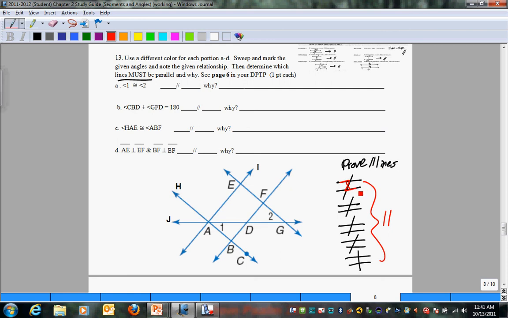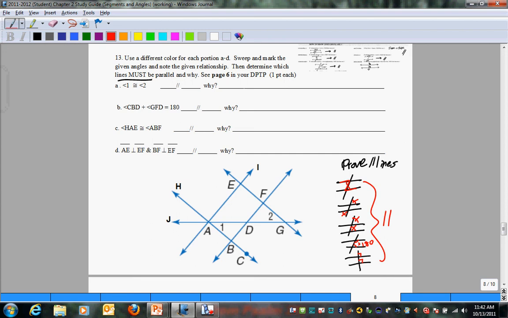The armpits of the Z. If you have alternate interior angles and they're congruent, lines are parallel. If you have corresponding angles congruent, lines are parallel. Consecutive interior angles, that means on the same side between the lines, if they add up to 180, that's parallel. And the last one is if two lines are perpendicular to the same line, they're parallel.